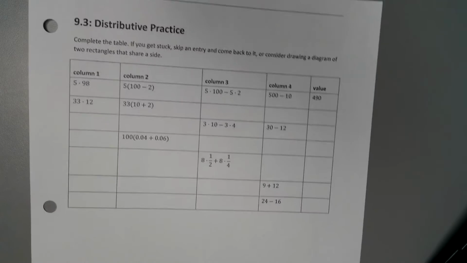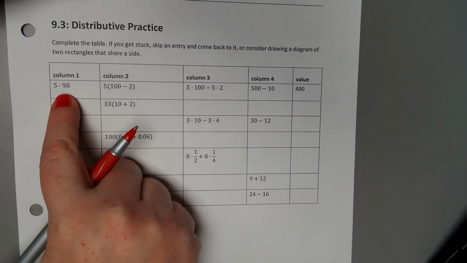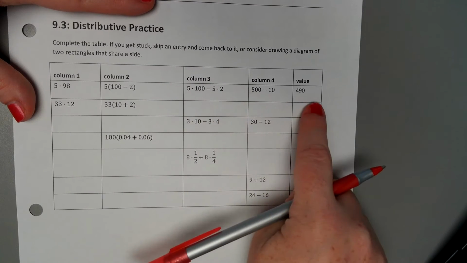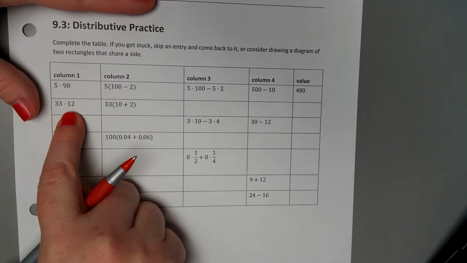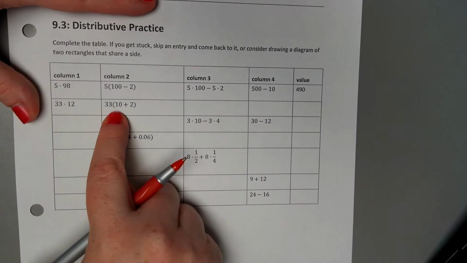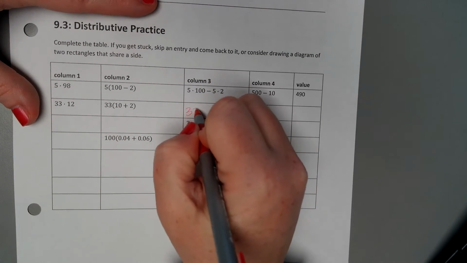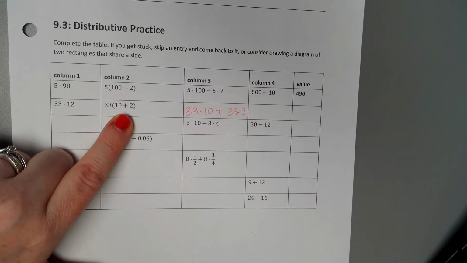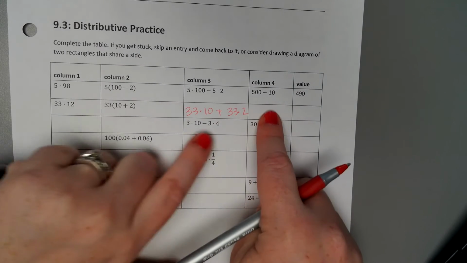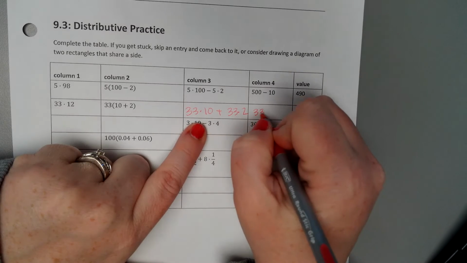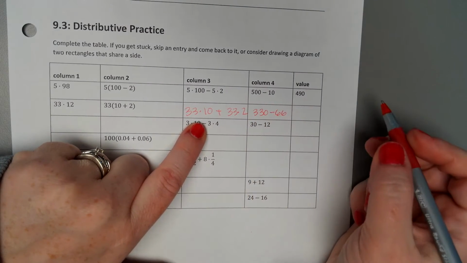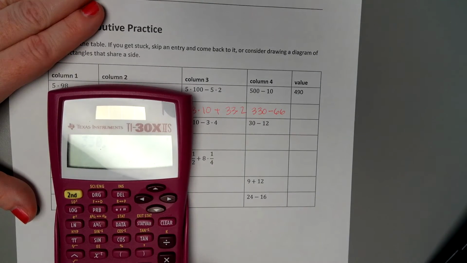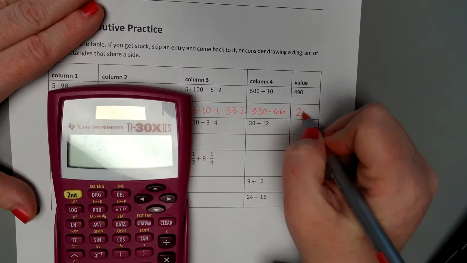Next, we just have a lot of practice. Remember on the first one, how it was 5 times 98, and we did 5 times 100 minus 2. And then this one, we have 33 as our first number, and we broke out 12 to be 10 plus 2, which then gives us 33 times 10, plus, we're keeping our sign, 33 times 2. And that gives us 330 minus 66. Let me get my calculator. 330 minus 66 gives us 264.